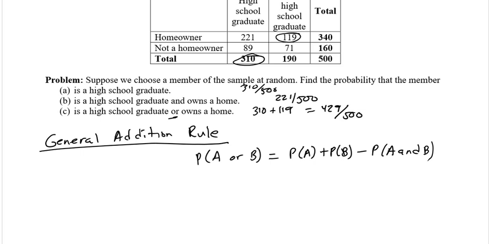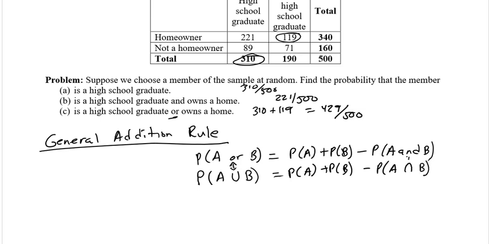They will use set notation, and it will look like this: A union B. The U symbol looks like a U, but it actually stands for union. It means or. It's the same as or. Equals the probability of A plus the probability of B minus the probability of A intersection, now the U is upside down, B. The and and the intersection are the same thing. That's the general addition rule.